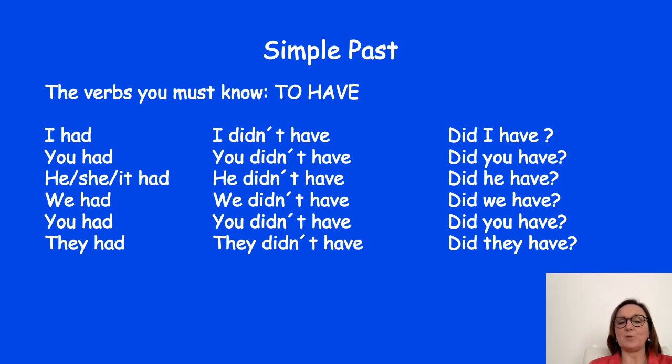The same goes for the question, I need the did. Did I have? Did you have? Did he have? Did we have? Did you have? Did they have? Now, some of you may say, hey, I've seen have in a negative form, haven't, and I've also seen it in a question form, have I? But that is a different tense. Where the simple past is concerned, you must use did, okay?